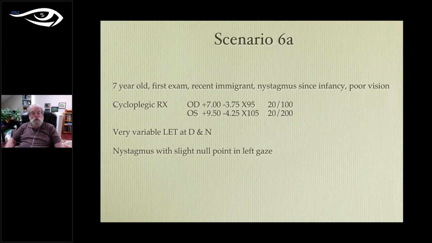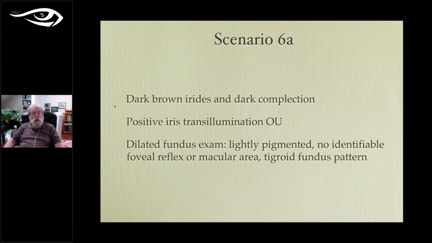There's a variable left esotropia. Does that make it more meaningful? Yeah, I guess it does. It says probably there's superimposed over all this strabismus and amblyopia, other stuff going on. There's really no null point, maybe a little bit in left gaze, but maybe I'm just imagining that. So how do I know what the diagnosis is? This is a darkly pigmented individual, okay? So irises are really dark, the complexion's really dark. This is not the oculocutaneous albino.